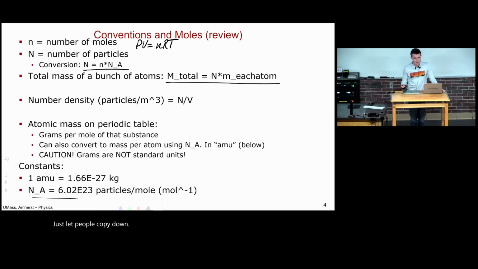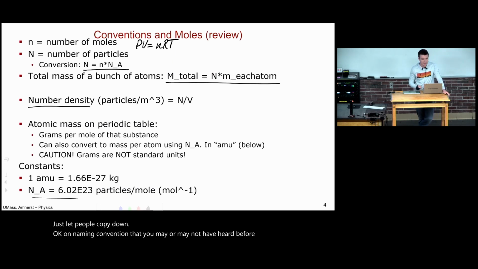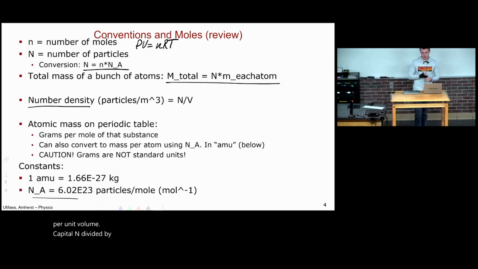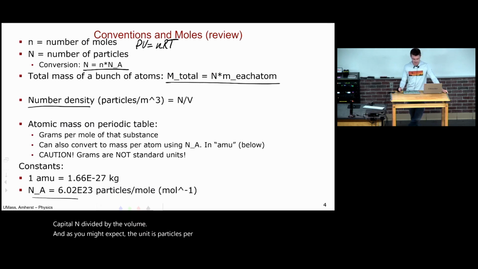Okay, a naming convention that you may or may not have heard before is the number density of particles in a gas or something. It's the number of particles per unit volume, capital N divided by the volume. And as you might expect, the unit is particles per meter cubed.